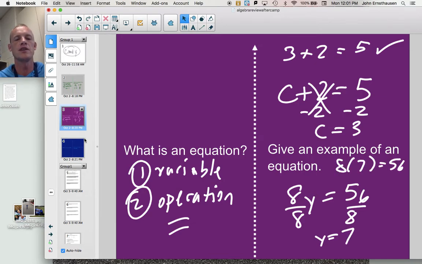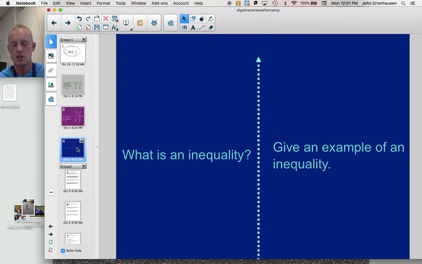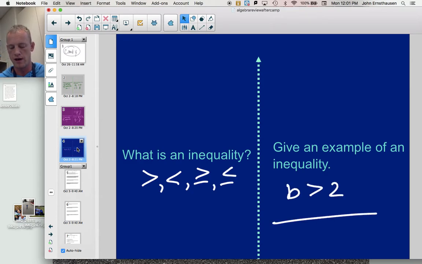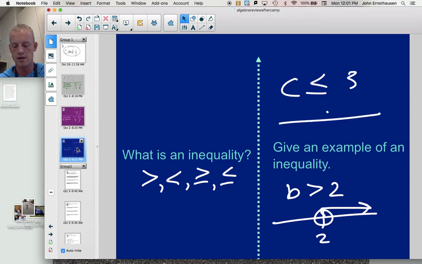Okay, finally, we've talked about inequalities. So an inequality is a greater than, less than, greater than or equal to, less than or equal to. So b is greater than 2. If I was graphing this, it would look like this. If c is less than or equal to 3, it would look like this. Okay, we still solve them just like equations because we need to get the variable alone so that we can see the direction of the arrow, and what number it's on.